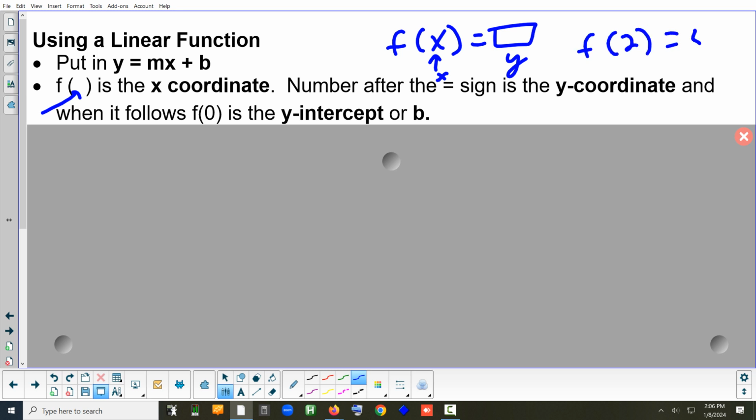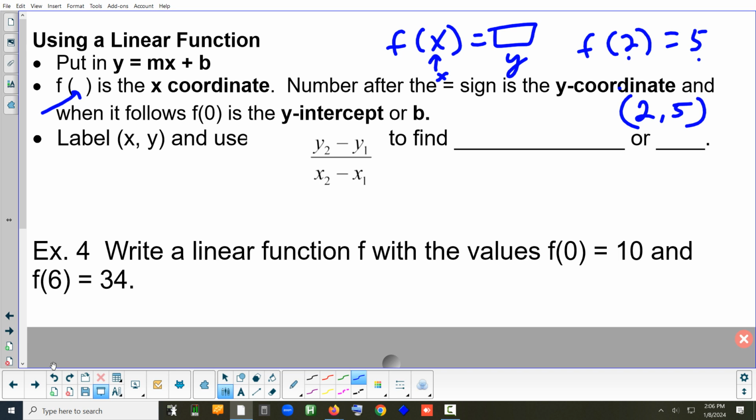So like if I did this, 2 is the x. The number after the equal sign is the y. So writing that is just like writing this. It's the same thing. It's just a different way to write it. Okay. And if you're given one of these that has a 0 in it, just like a coordinate with a 0, the one with the 0 is the y-intercept. Whichever one has a 0, the number that's with it is the y-intercept.